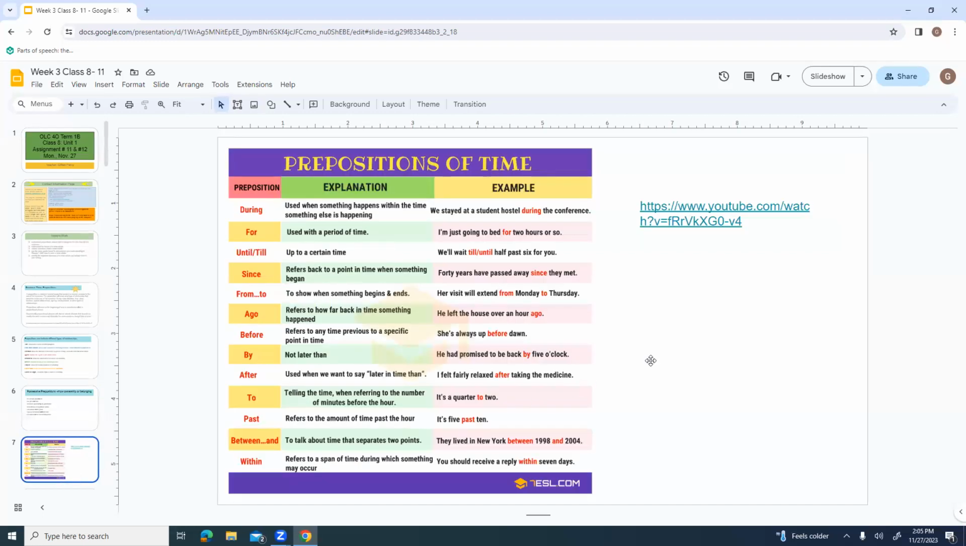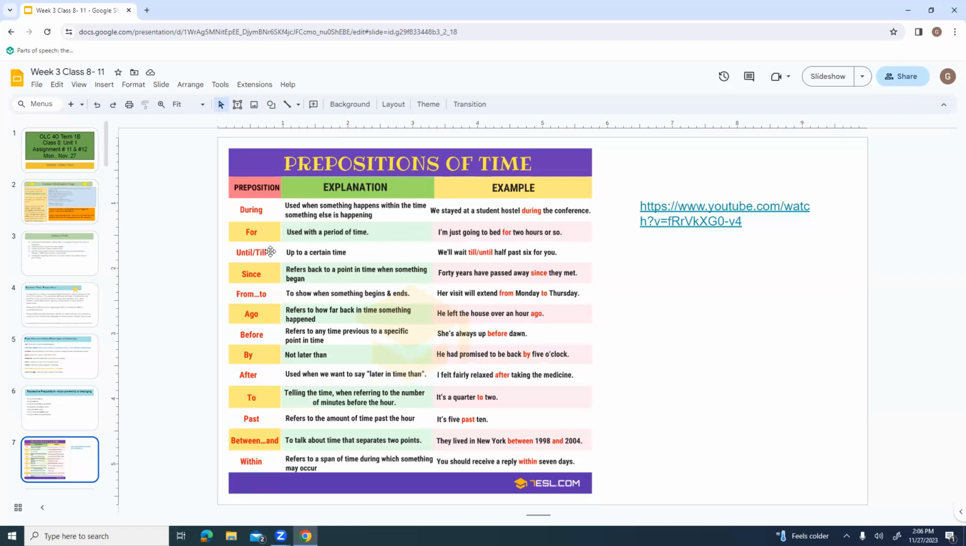Okay, so first of all, prepositions of time. And you can see there are a lot of different prepositions. It's actually one or two they haven't shown here. So example, during. You usually use it when something is happening while something else is happening. So we stayed at a student hostel during the conference. For is used with a period of time, not just one time, like, I'm just going to bed for 2 hours or so, or school is going to be for the morning only today.